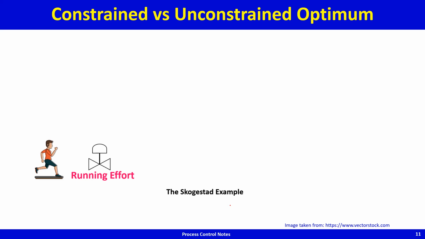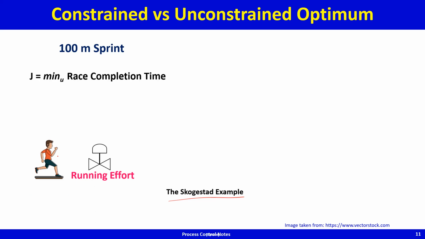So just to explain or highlight this concept of magic variables or invariants, I take the running example. Let's say you're running a 100-meter sprint, and running effort is the degree of freedom that you have in your hands. What is the optimal operating policy? You want to minimize the race completion time. That's the objective. Well, it's quite obvious.